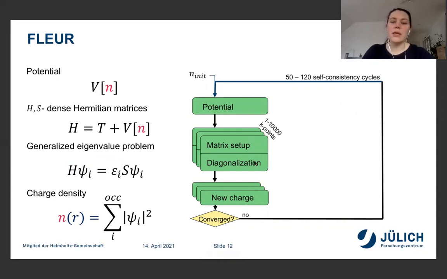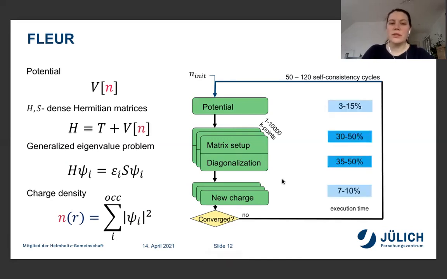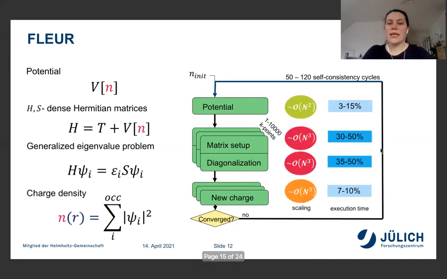These 4 parts of the code are very different algorithmically. They scale differently, but also the time consumption differs a bit from system to system. But usually the matrix setup and diagonalization are the most computationally heavy. They can take up to half of the execution time. The scaling is also different. The potential scales quadratically with the system size, and the remaining 3 scale cubically.